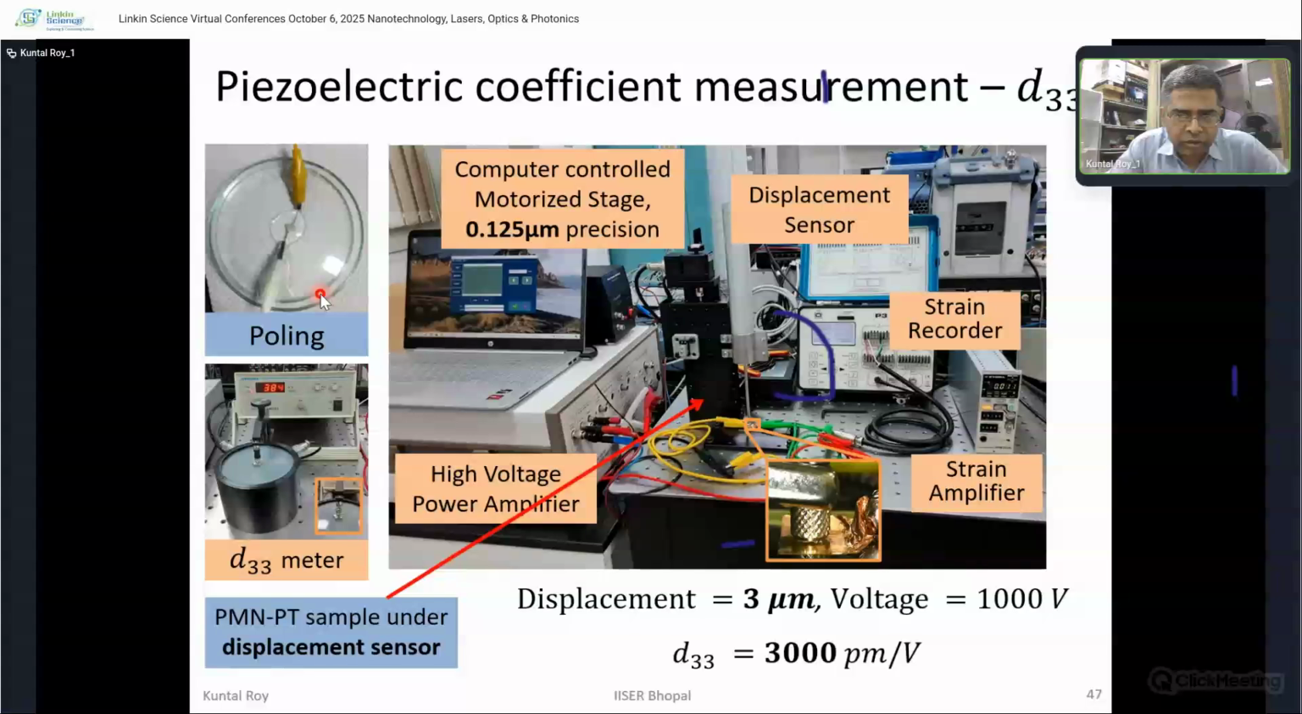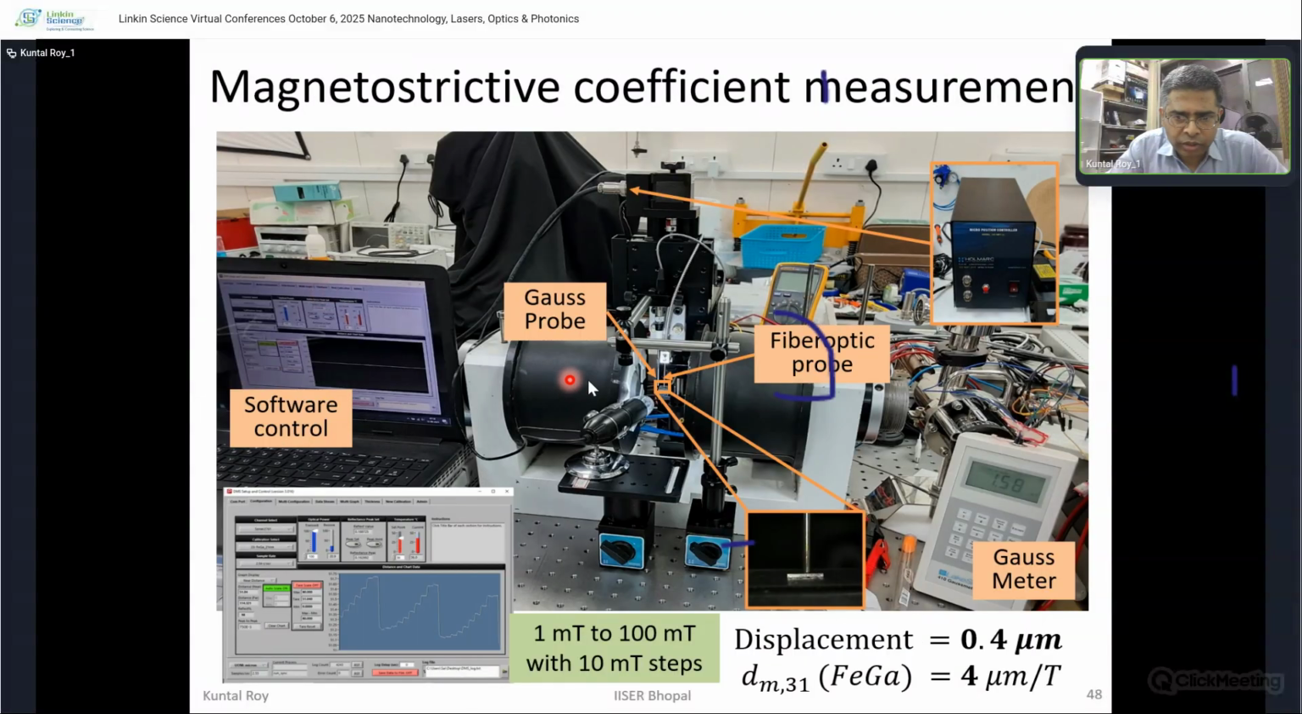Also, we have worked on the magnetostrictive coefficient measurement. So here we are putting a magnetic field, and on the sample we have used iron gallium as a magnetostrictive magnet, and we have varied this magnetic field from 1 millitesla to 1000 millitesla, and we see that we are getting very nice repetitive patterns. So it shows that the strain is getting increased. The displacement that we have been able to measure is 0.4 micrometer. With the D31 coefficient for iron gallium, it is like 4 micrometer per Tesla. That is what we have gotten, and all these things are software controlled using LabVIEW.